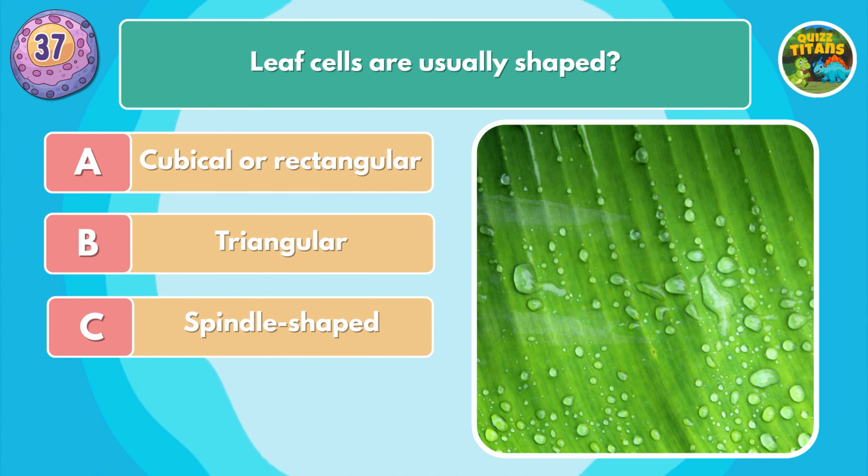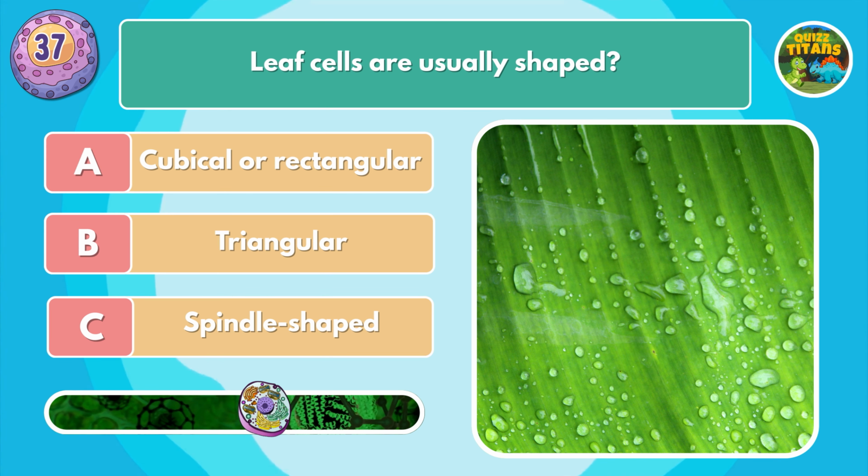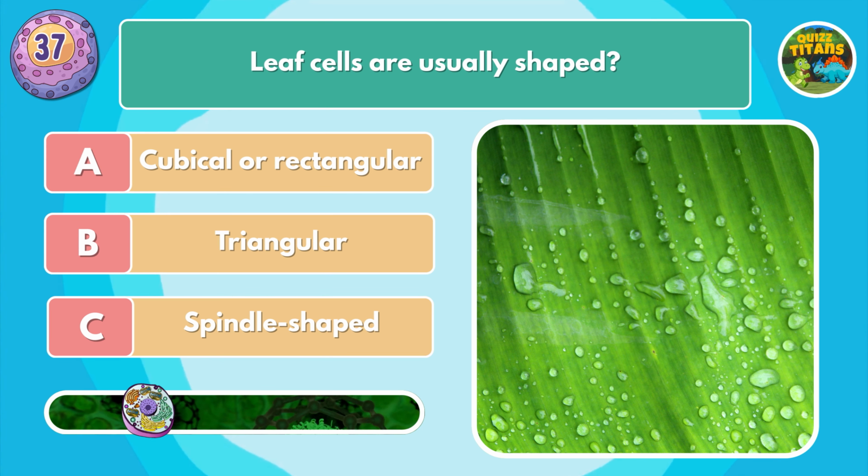Leaves may look flat and simple, but under a microscope, their cells have a very neat shape. Can you guess it? And the correct answer is cubical or rectangular.